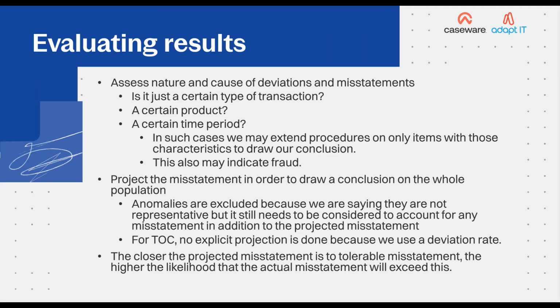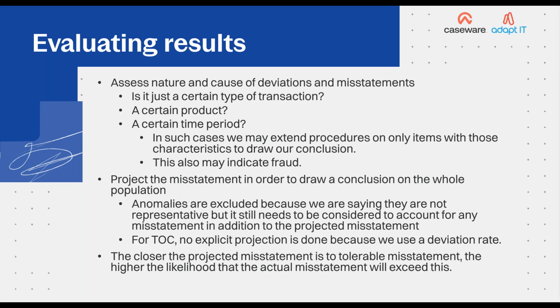When we have tested all the items, we need to also assess the nature of the misstatements and the deviations, as well as the cause. What led to this problem? Is it just a specific type of transaction where this problem happened? Was it only a specific period in which it happened? And if it's just a certain product, a certain type of transaction, a certain period, any of those, we need to consider if we need to go and test more of those. And if we test more of those, focus on where the issue was.